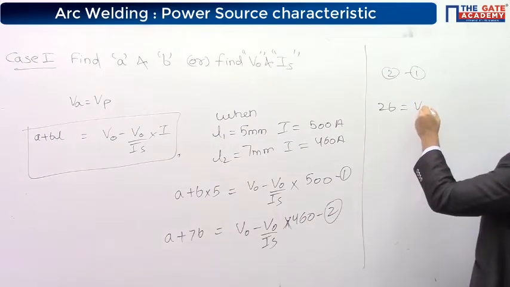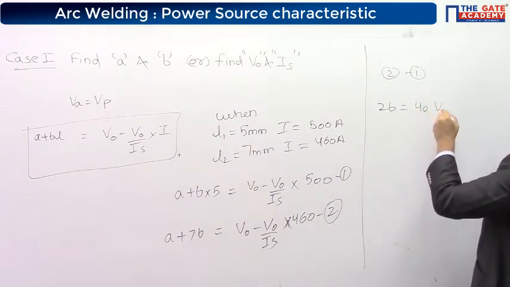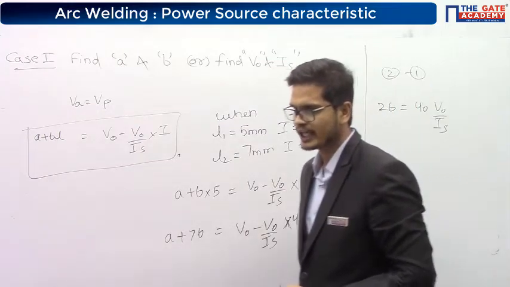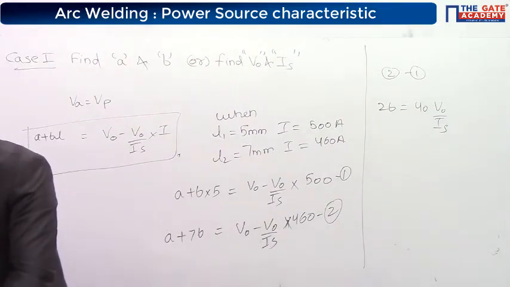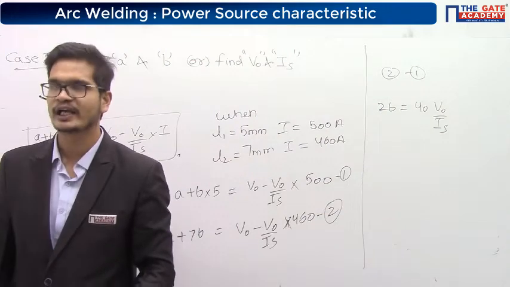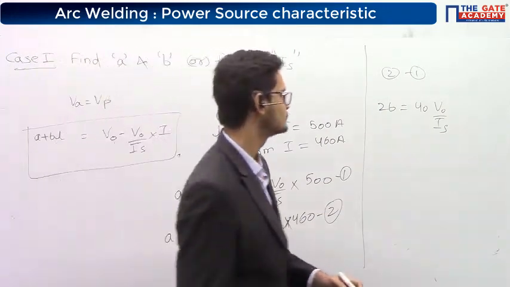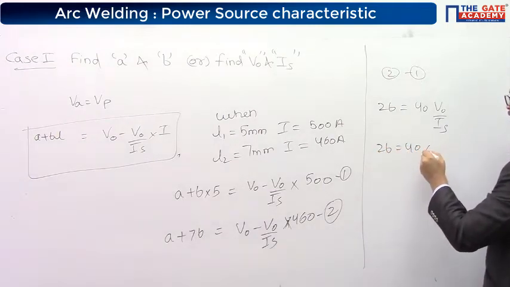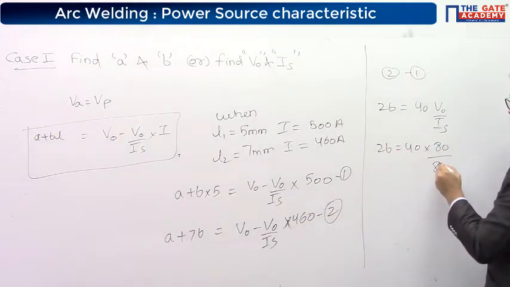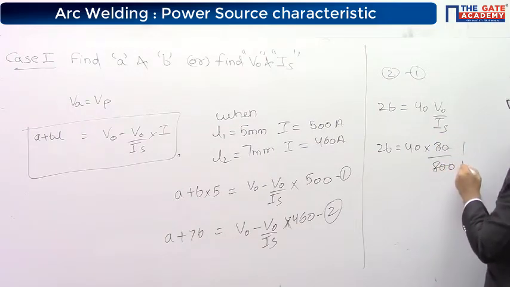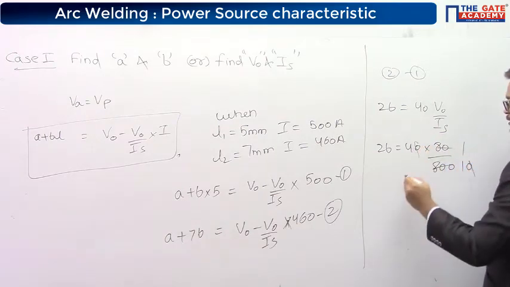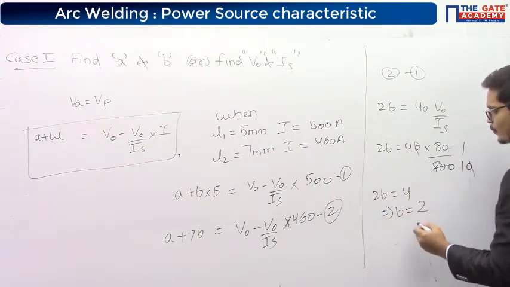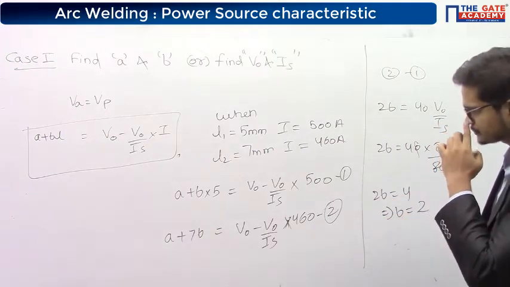2B is equal to 40 V0 by IS. And V0 and IS are given. V0 is given as 80 volt. IS is given as 800. So 2B is equal to 40 into 80 upon 800. So it is 1 by 10. 2B is equal to 4, which implies B is equal to 2.